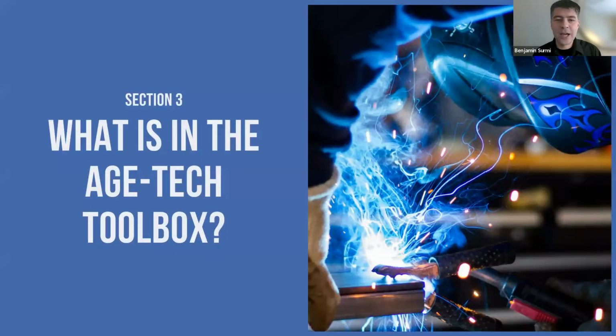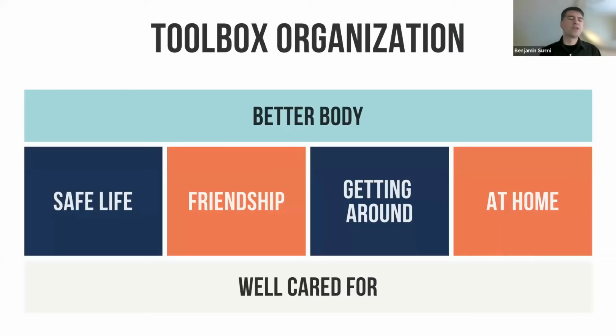What is in the Age Tech Toolbox? Okay, so I like to arrange the 400 or 500 tools out there right now into several drawers of a toolbox. Better body, safe life, friendship, getting around, being at home, and then being well cared for. So I'm going to break the tools that I share up today, and I'm only going to touch on like 25 tools, 50 tools. I'm not going to touch on all 500, but these are the drawers I organize them in, because otherwise it gets so confusing. It's like, what tools should I look at any given moment?